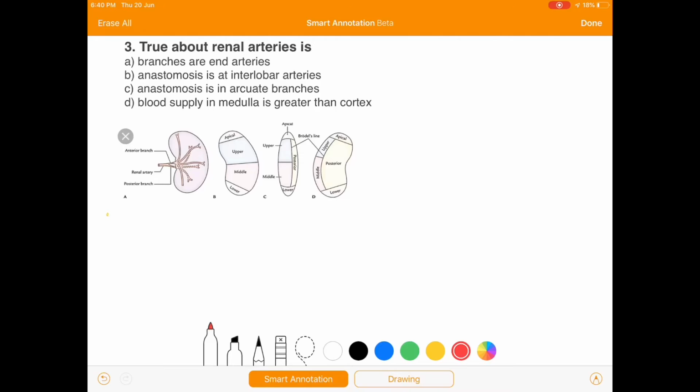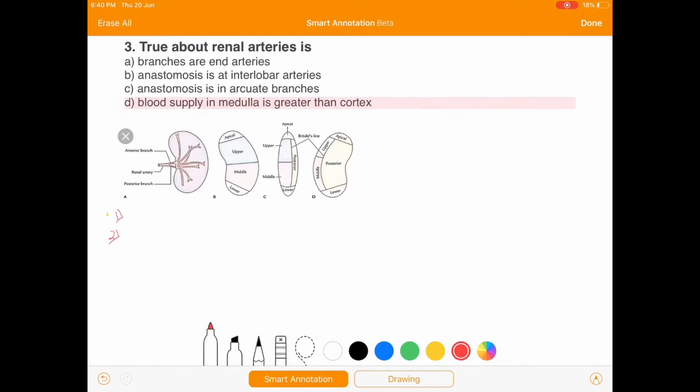The question is: true about renal artery is. Options are: branches are the end arteries, anastomosis is at interlobar artery, anastomosis is in arcuate branches, and blood supply in medulla is greater than cortex. Before solving this question, we need to have two concepts clear.